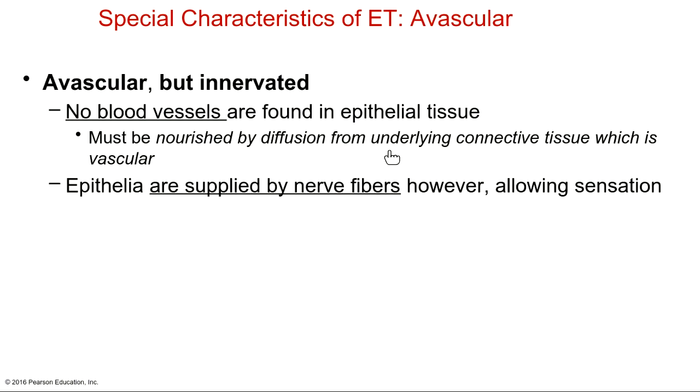A special characteristic of epithelial tissue, and this is a really important one for you to know, is that epithelium is avascular. When you see that letter A in front of a word, that means without. Vascular means vessel, so this means without vessels. Really important that you know this. Epithelial tissue is not vascular. There are no blood vessels in epithelial tissue, none.